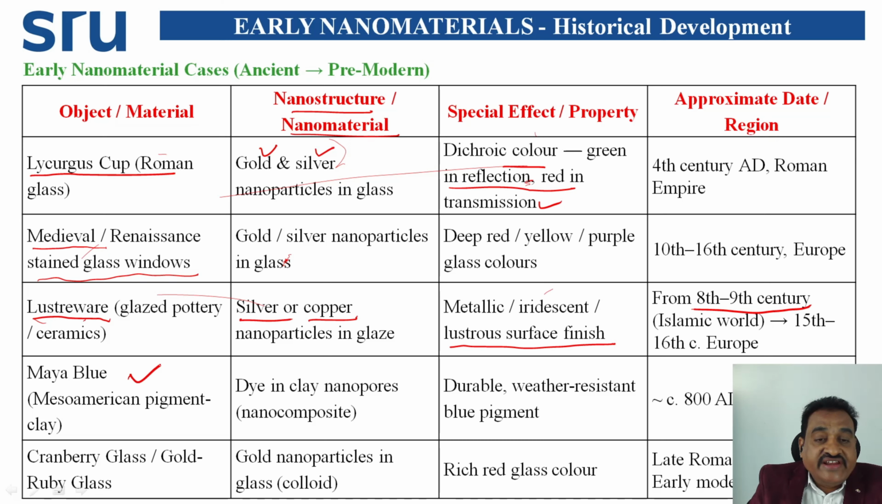Maya blue we also discussed. The nanomaterials they used were dye in clay nanoparticles, or nanocomposites, giving a durable, weather resistant blue pigment. The time is around 800 AD. This is another one, gold ruby glass. You see, gold nanoparticles are used here, giving a rich red glass color, in the late Roman period or early modern Europe.